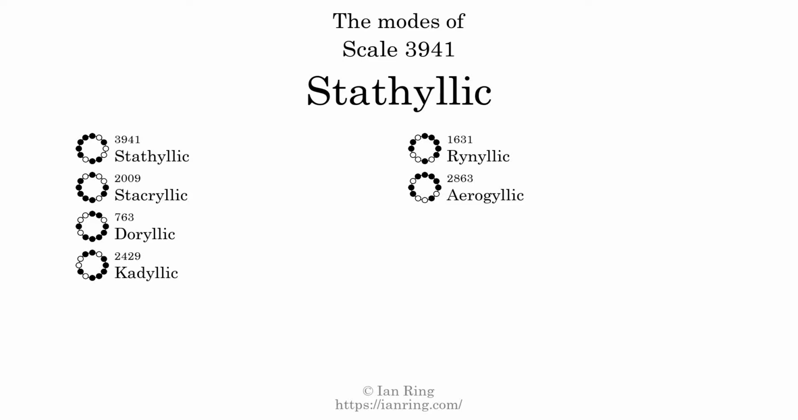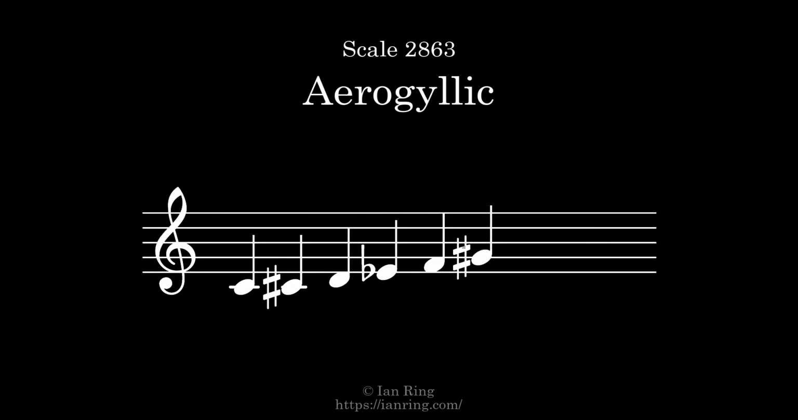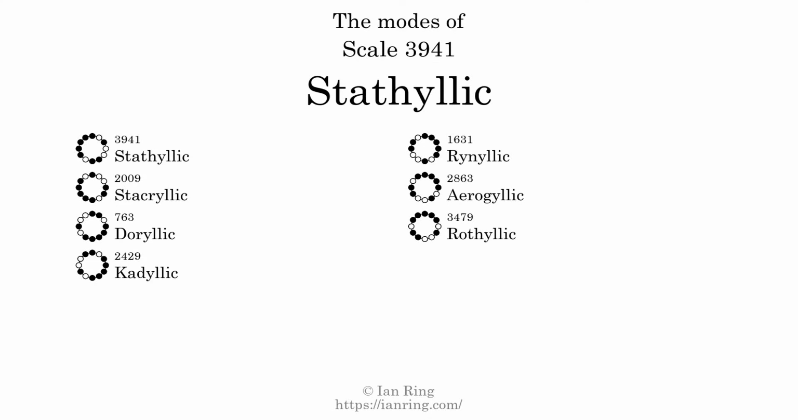The sixth mode is scale 2863, also known as Heteromorphisms. It sounds like this. The seventh mode is scale 3479, also known as Rhinolic. It sounds like this.